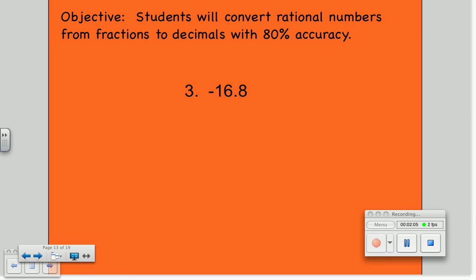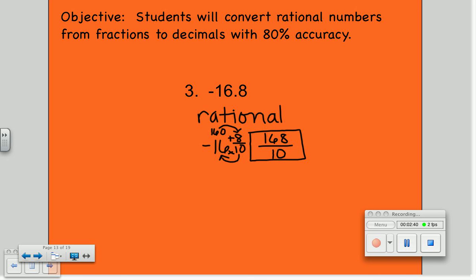Number 3, -16 and 8/10. This is only a rational number. And we write it as a fraction, -16 and 8/10. And then we multiply and add. 10 times 16 is 160. 160 plus 8 is 168. Denominator stays the same, 10. And since we can write it as a fraction, it's a rational number.